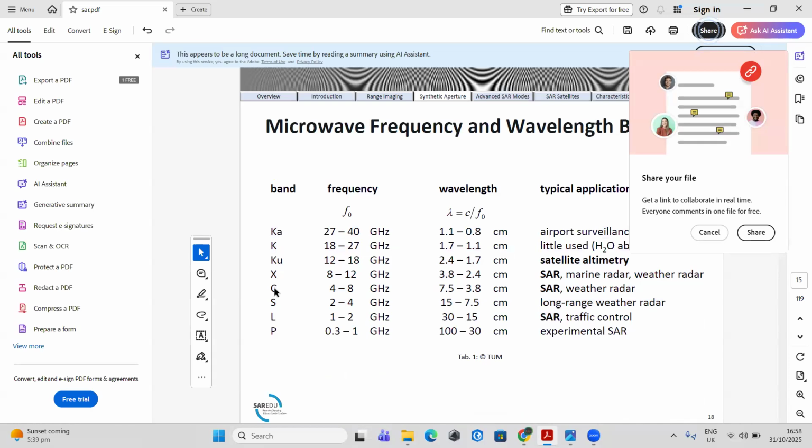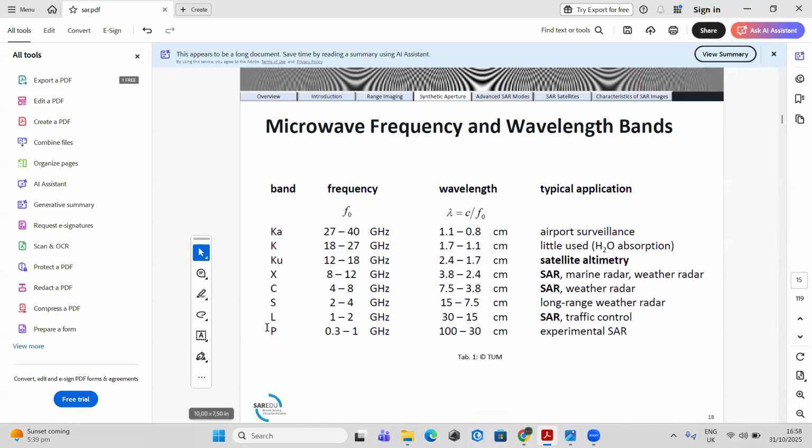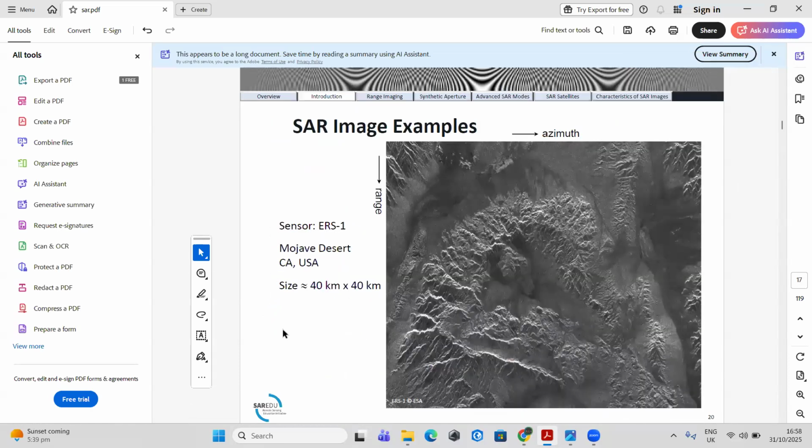If a drone has this, I won't call it SAR. It is specifically for satellites only. Satellites having these bands are called SAR.